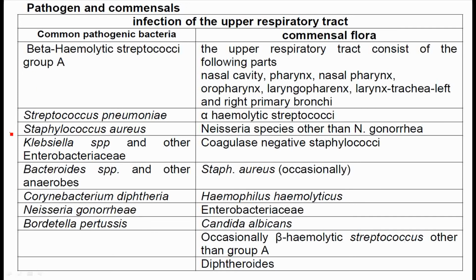next pathogen is Staphylococcus aureus and the commensal flora is Neisseria species other than Neisseria gonorrhoeae. Next common pathogenic bacteria is Klebsiella species and other Enterobacteriaceae. And the common flora is coagulase negative Staphylococci.